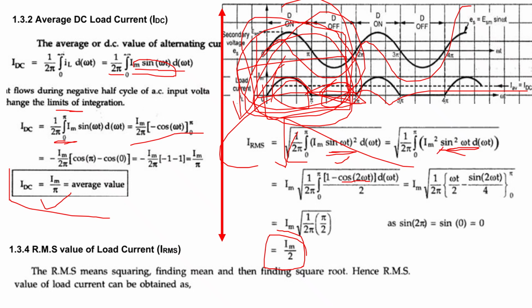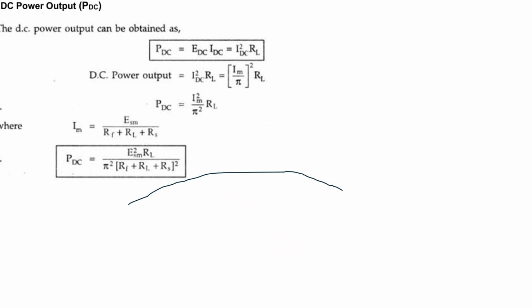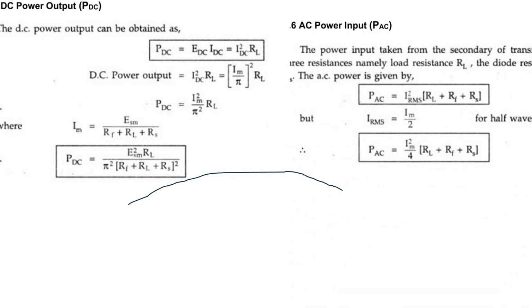So sine square you can write as 1 minus cos 2 theta divided by 2. Now integrate. So integration gives omega t by 2 and cos 2 theta term. Now put the limit 0 to pi again and get the value of Im by 2. So this is IRMS. Now after getting the average and RMS value, now you can calculate the power.